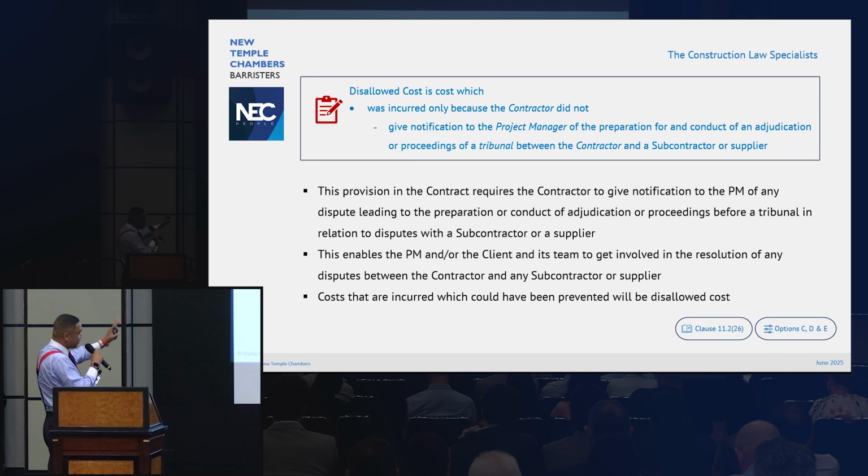So I think that is a good provision to have. And if the PM's input or the client's input assists and helps resolve matters before it gets too far, I think that's a good thing.